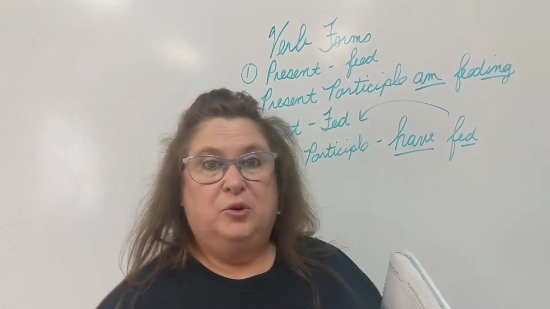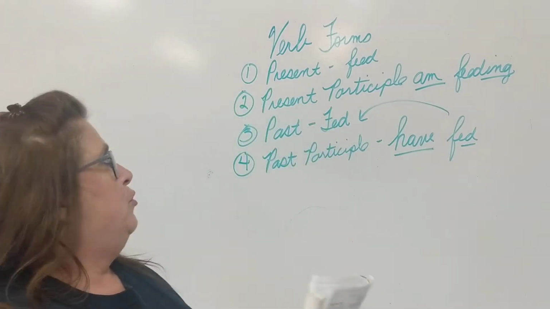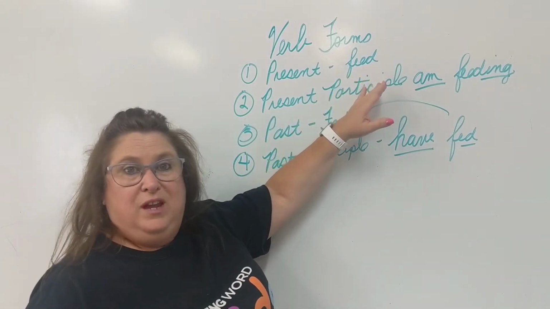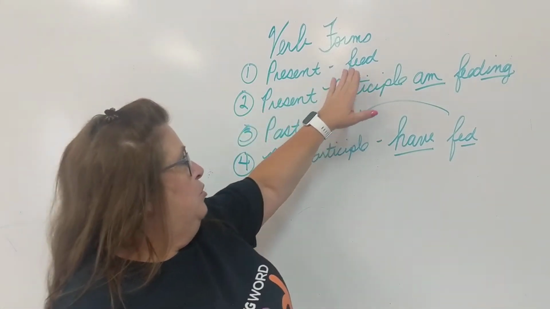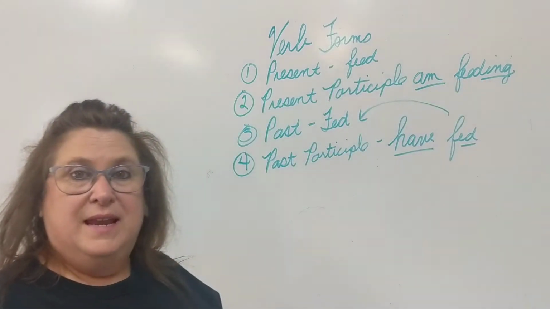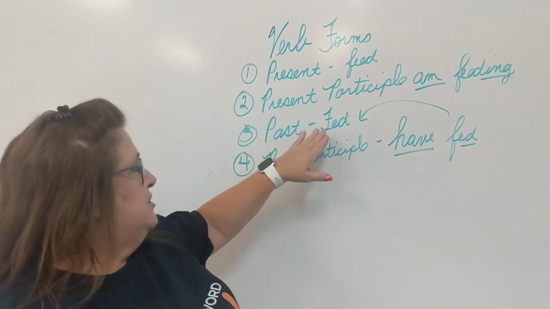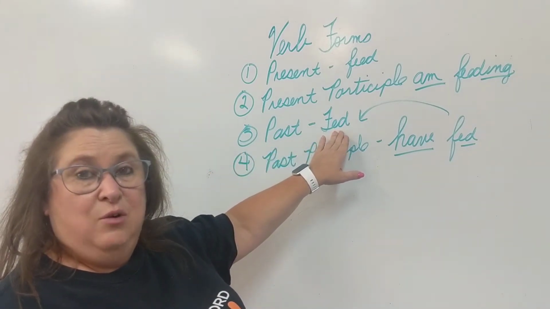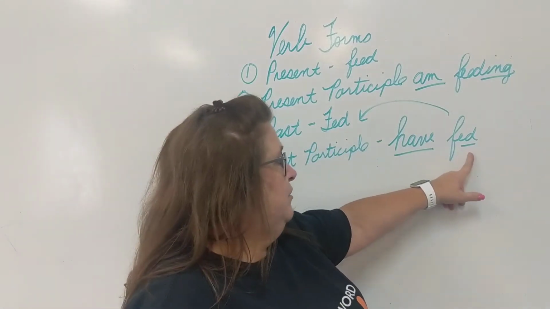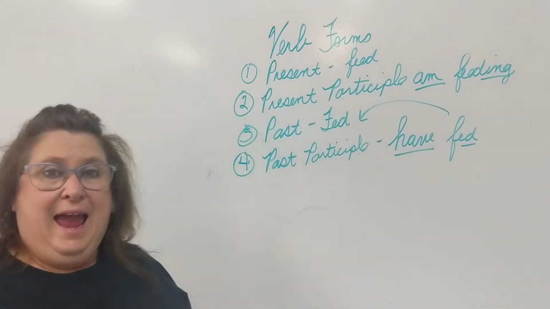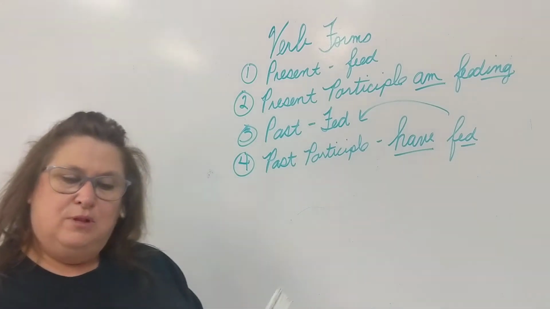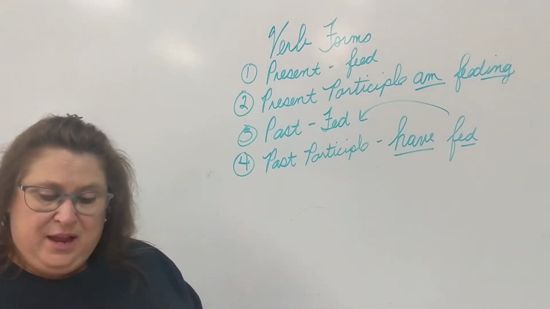So I want to review just a little bit what we talked about yesterday. We talked about our verb forms having four parts. The present part, which is just the regular verb like feed. The present participle, which is the regular verb that ends with ing and a helping verb in front of it, am feeding. Then we have our past tense. The verb normally ends with d or ed, fed. And then the past participle looks like the past tense verb with a helping verb in front of it, have fed.